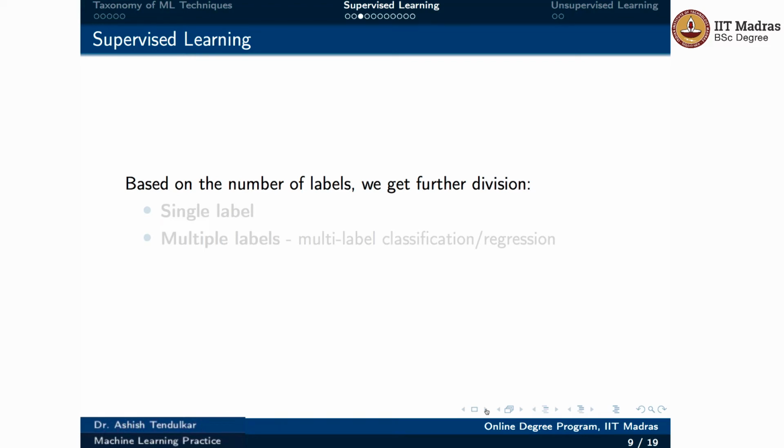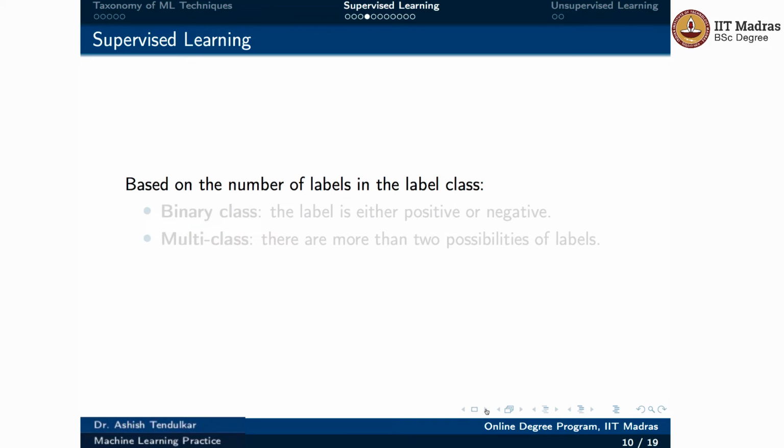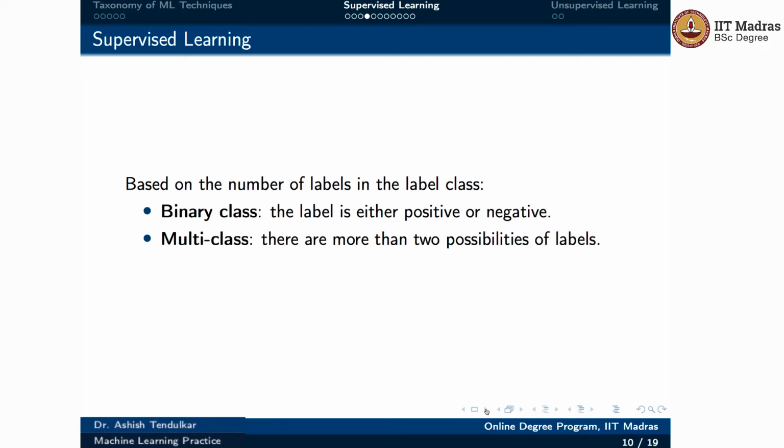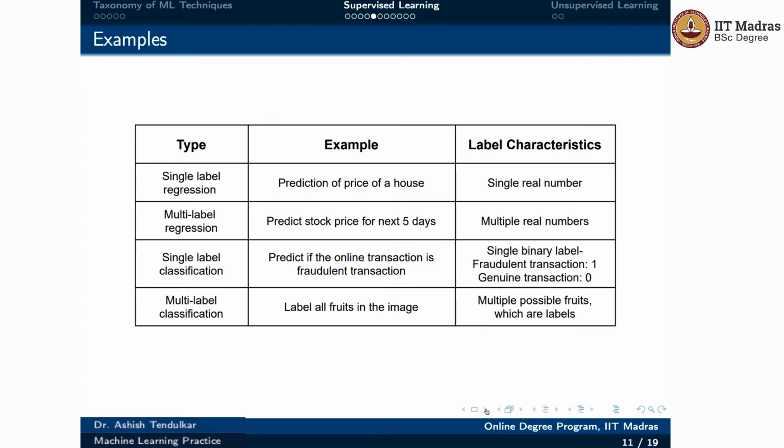Based on the number of labels, we get further division as single label, where there is a single label that is present, or multi-label. So we have multi-label classification or regression problem. In case of regression, it is called as multi-output regression problem. Based on the number of labels in the label class, we have a binary classification problem where there are just two labels present in the label class, or a multi-class problem where there are more than two labels present in the label class. Let's look at some of the examples of each of these types.